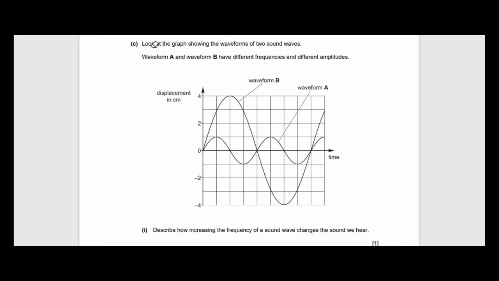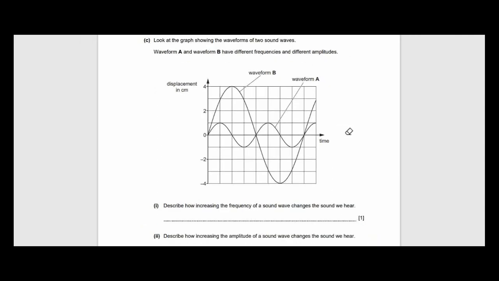Now we're in question 3c. Look at the graph showing the waveforms of two sound waves. Waveforms A and B have different frequencies and different amplitudes. Question C part 1. Describe how increasing the frequency of a sound wave changes the sound we hear. 10 seconds from now. 10, 9, 8, 7, 6, 4, 3, 2, 1. Let's open up the answer. The higher the frequency of a sound, the higher the pitch of the sound that we hear. That will be the answer.